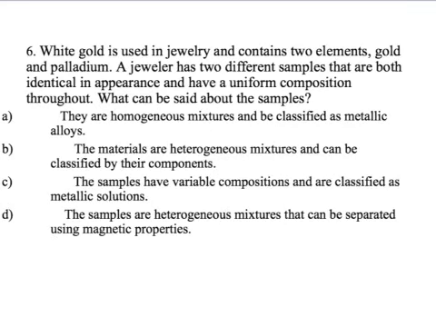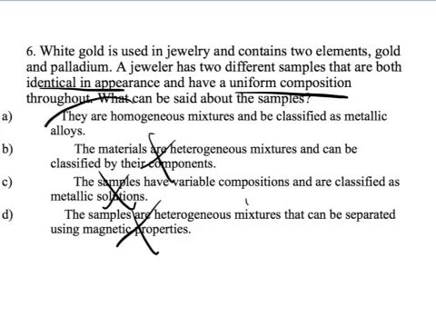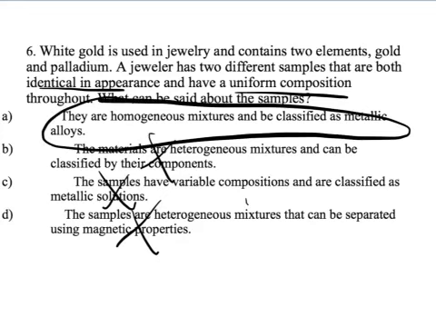White gold is used in jewelry and contains two elements, gold and palladium. A jeweler has two different samples that are both identical in appearance and have uniform composition throughout. What can be said about these samples? Okay, they're two different samples, they're identical in appearance, and have a uniform composition. So that means they're the same, right? So hetero would be wrong. The samples have a variable composition? No, we said they were identical in appearance and uniform composition. So they are homogeneous mixtures and can be classified as metallic alloys.